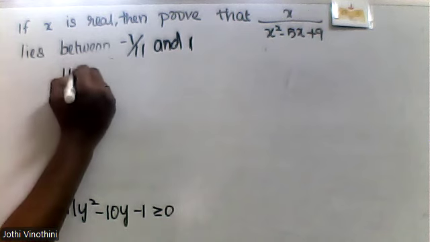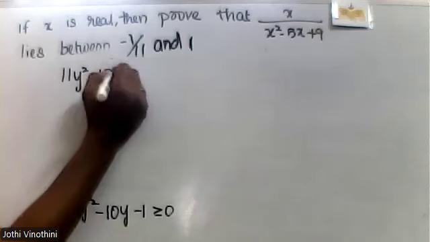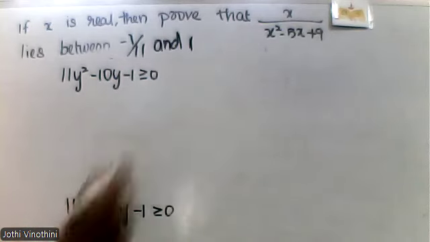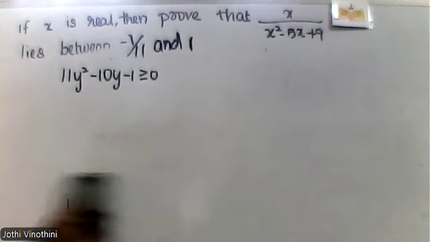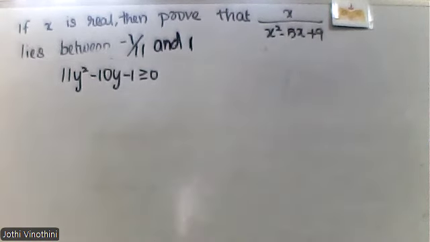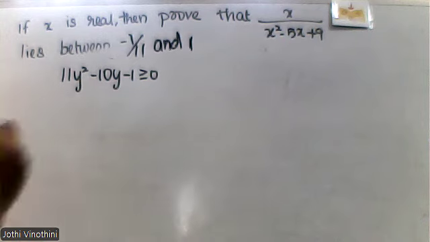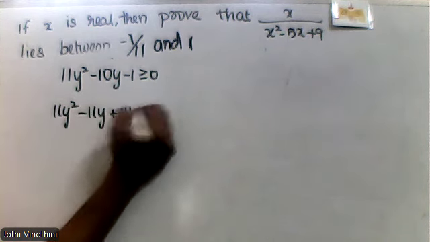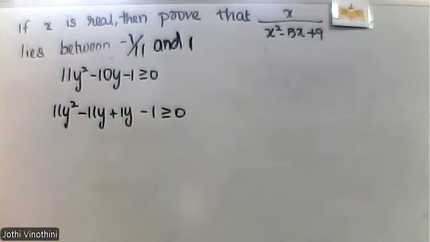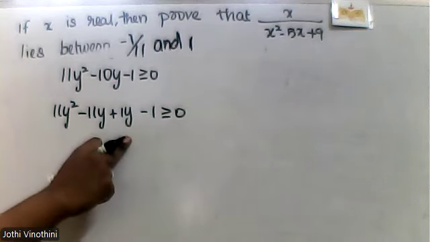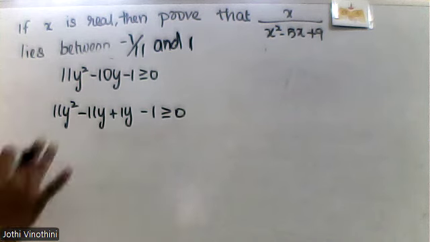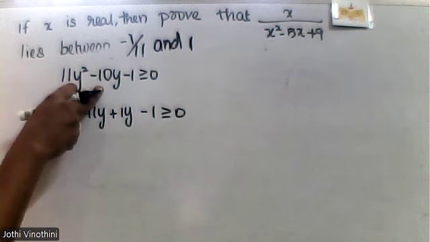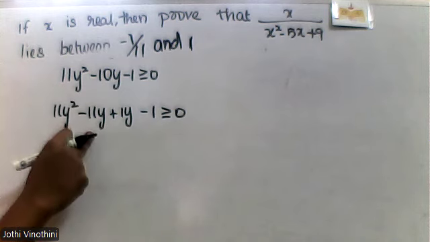So what we solved? 11y squared minus 10y minus 1 must be greater than or equal to 0. Right? So in place of minus 10y, what we can write? We can write 11y squared minus 11y plus 1y minus 1 must be greater than or equal to 0. So what is minus 11y plus 1y? It is again minus 10y, right? So for solving this purpose, we are replacing minus 10y with minus 11y plus 1y.